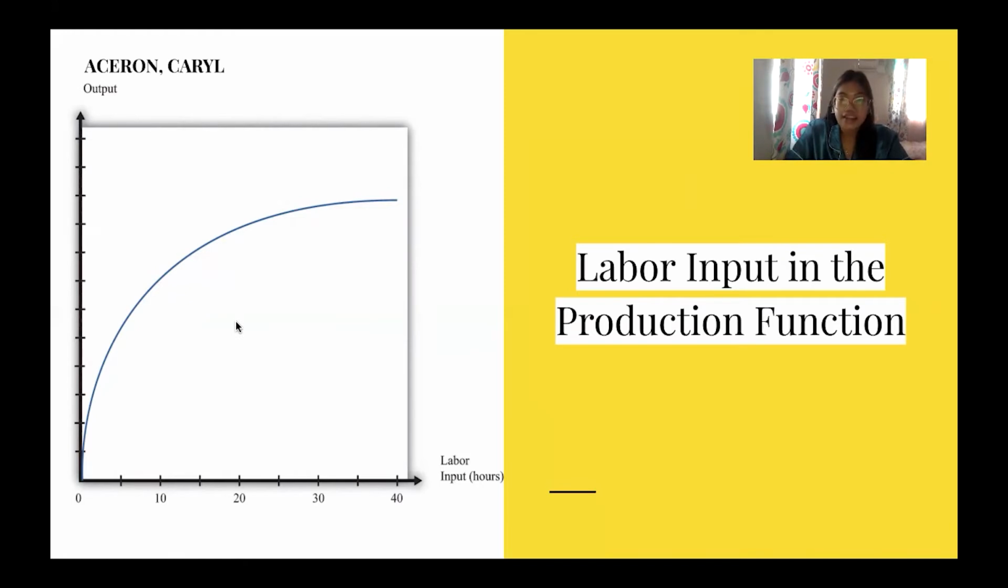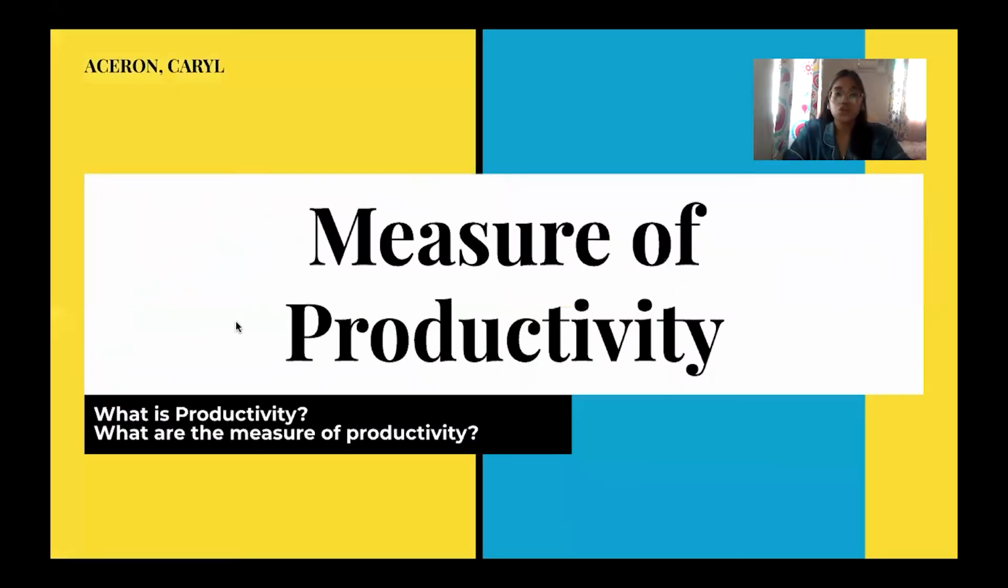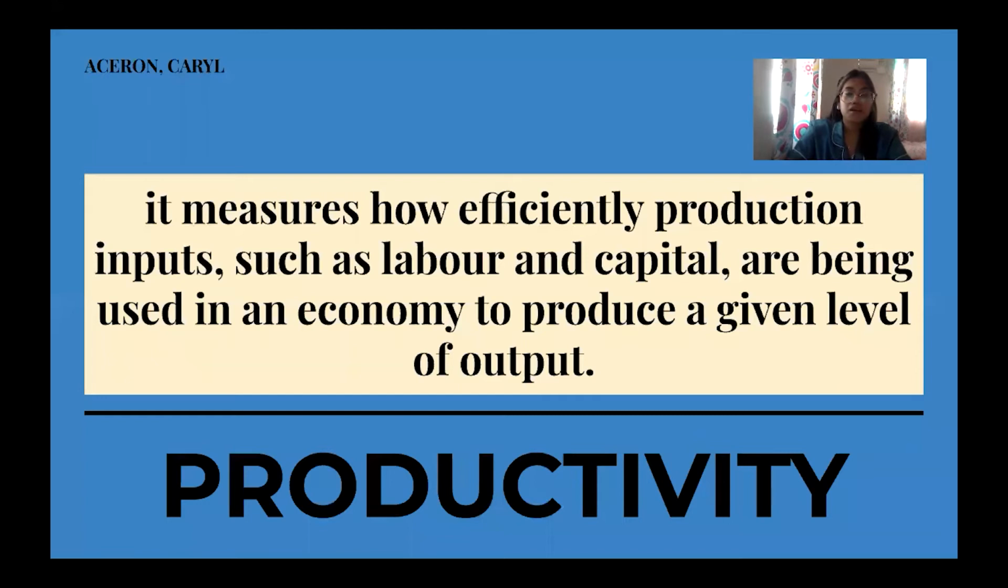So next slide, we have to talk about the three measures of productivity. The three measures of productivity are total product, marginal product, and average product. First, what is productivity? Productivity measures how efficiently production inputs such as labor and capital are being used in an economy to produce a given level of output.